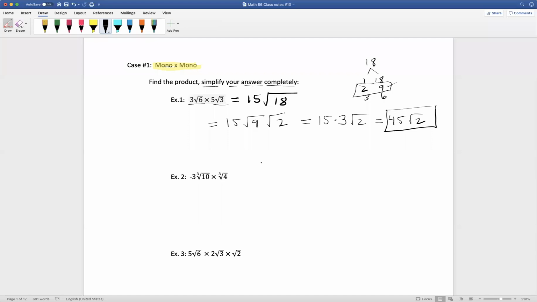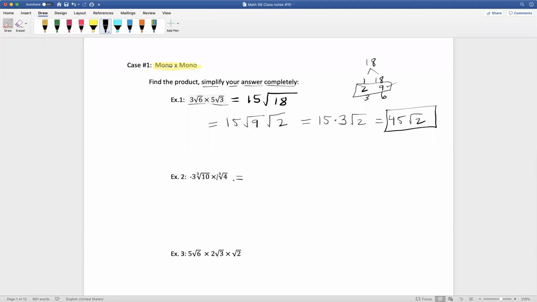Let's take a look at another example of a monomial times a monomial. Two terms, we multiply them together. Notice first that we have the same index, right? So we can multiply these guys. Notice also that this expression, the cube root of 4, doesn't have a number on the outside of it. So you can write a 1 there just to remind yourself that there really is a 1.